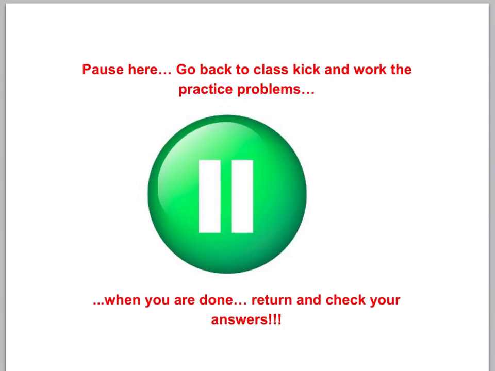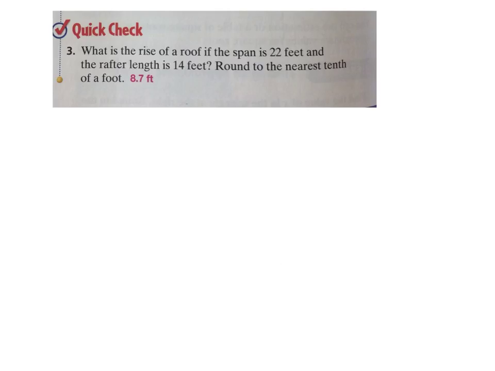So pause, head into class, and work a couple. I guess it's just one here. What is the rise of a roof span if the span is 22 feet and the rafter length is 14 feet? So something to think about again in this one is we think about the half of the roof, not the entire roof. And so if the span is 22 feet, it's 11 feet for the half span. And it already said that the rafter length, which is the hypotenuse, is 14. We're looking for the rise, x.